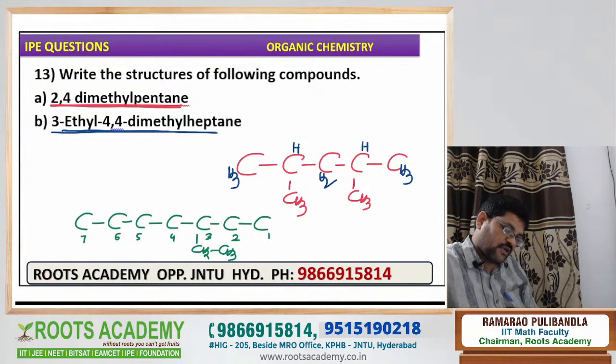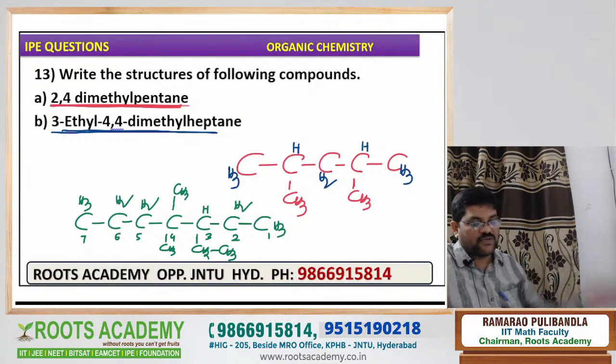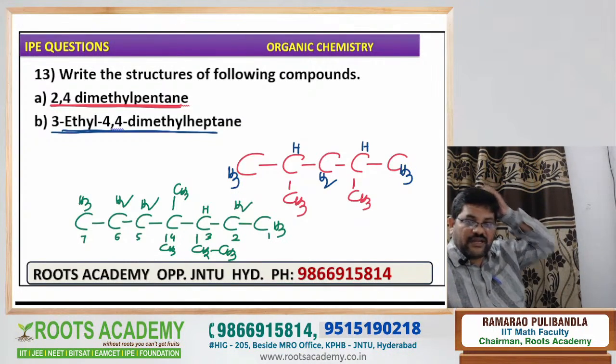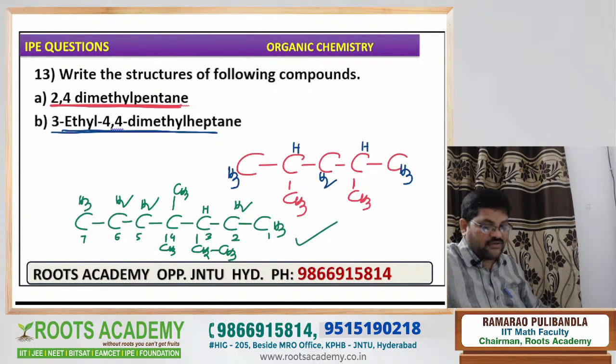Right. 4,4-dimethyl. You write like that. So carbon valence is 4. You keep CH2, CH2, CH3, CH, CH2, CH3 like that. That is the structural formula of the given compound. 3-ethyl. Tell me what I have said. 3-ethyl-4,4-dimethylheptane. Okay?